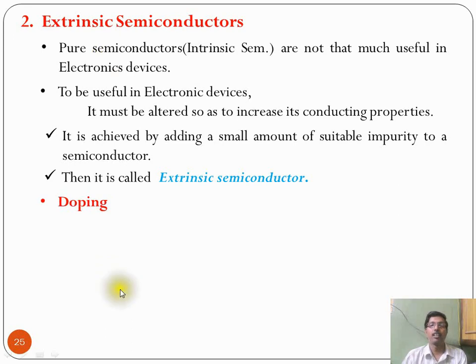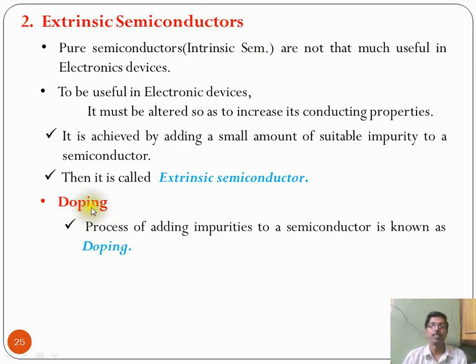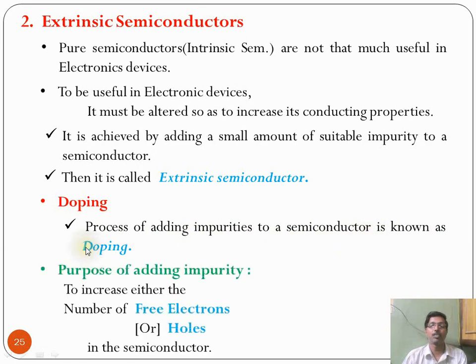Now, the process of adding impurity to the intrinsic semiconductor so as to make it an extrinsic semiconductor is called doping. So doping can be defined as the process of adding impurities to a semiconductor, or we can say injection of impurities to a semiconductor. Both are one and the same.